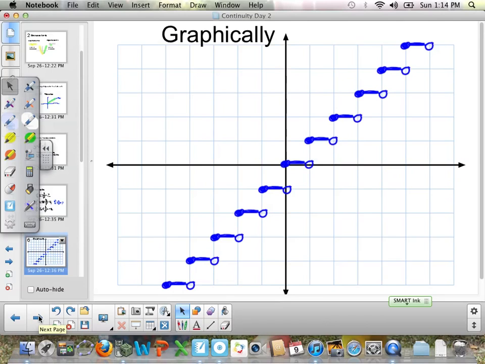Graphically, this is what the step function looks like. The greatest integer of 3.5 is 3. Greatest integer of 3.7 is 3. And it ends up looking like a step function. So you can see with the step functions, there are discontinuities at every integer, and the left and the right-hand limits disagree.